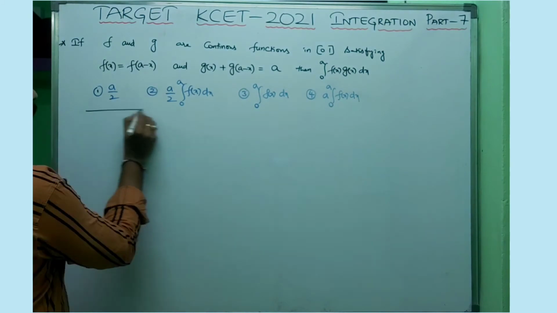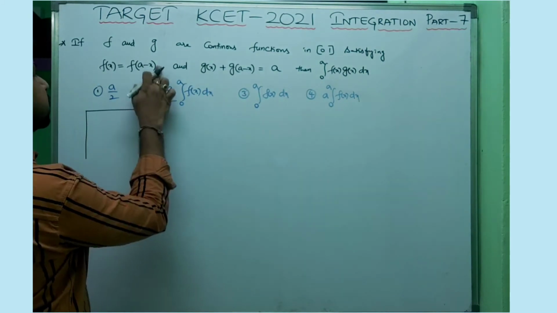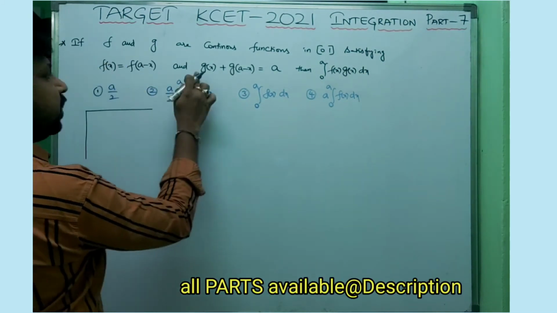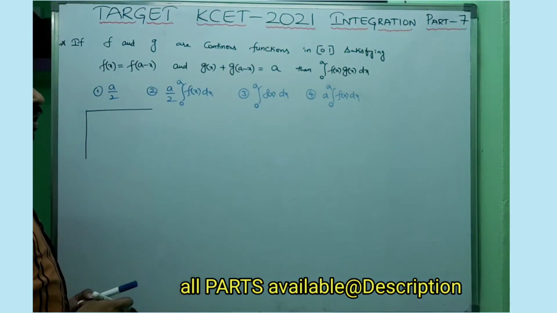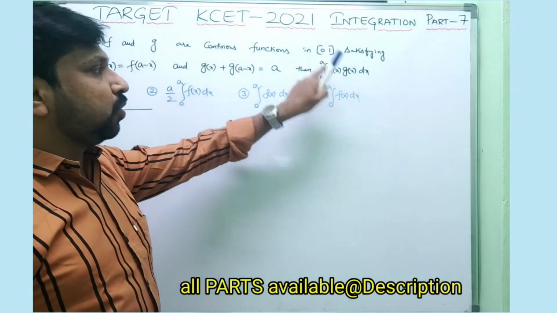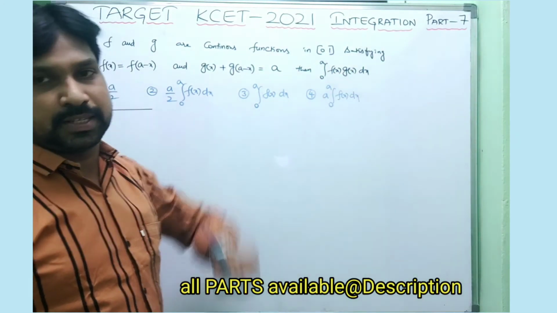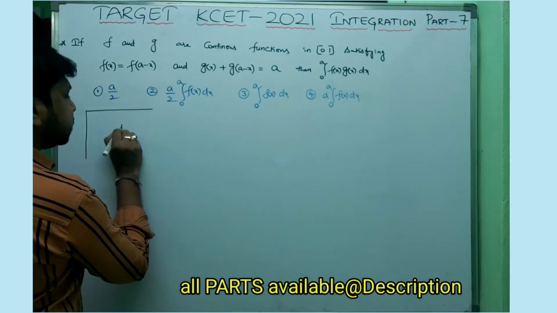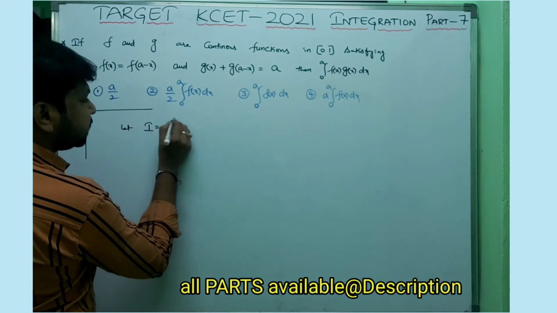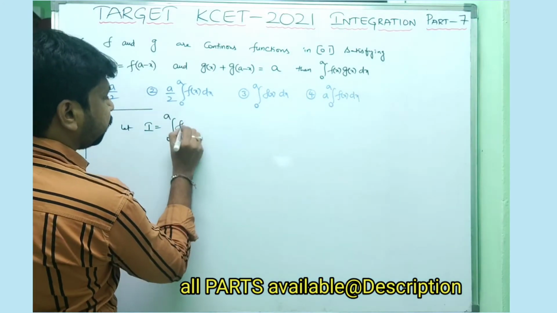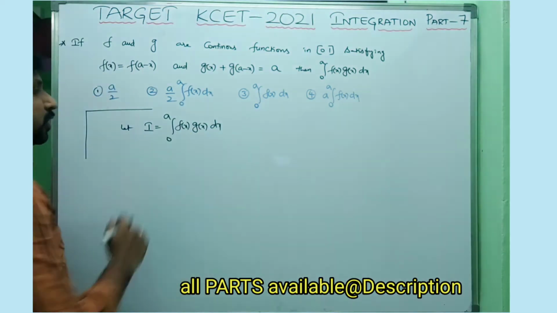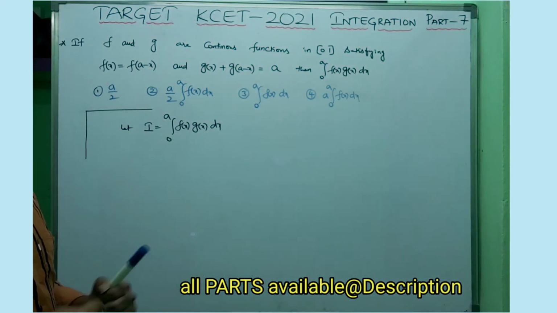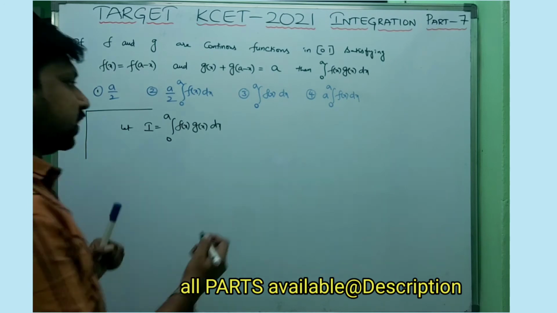So this question gives two pieces of information. One is f of x is equal to f of a minus x, and one more is g of x plus g of a minus x is equal to a. They are asking simply the result of integral 0 to a f of x g of x dx. So first of all, let us consider the given question. Let I be equal to integral 0 to a f of x g of x dx. Now it looks like the property integral 0 to a f of x dx equal to integral 0 to a f of a minus x dx.